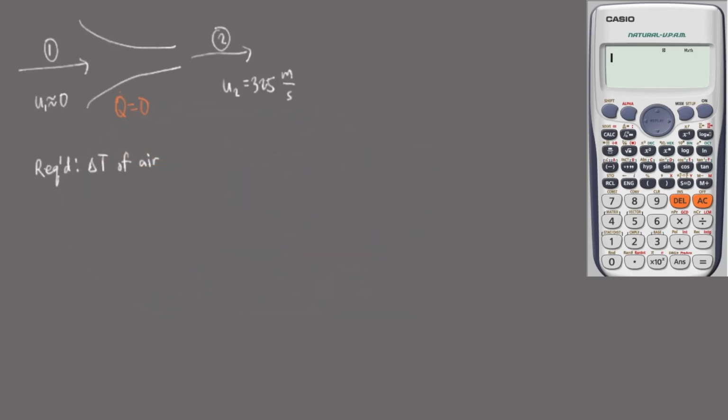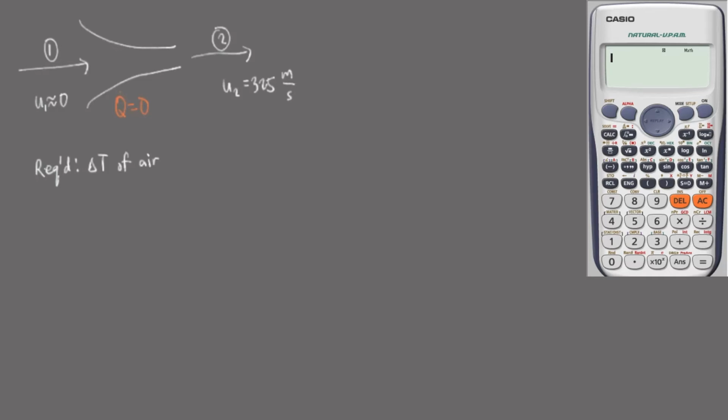Here is our illustration of the problem. We have here the nozzle that expands the air adiabatically from a practically zero velocity to a very high velocity of 325 meters per second. We are required to determine the temperature drop of the air as it passes through this nozzle.